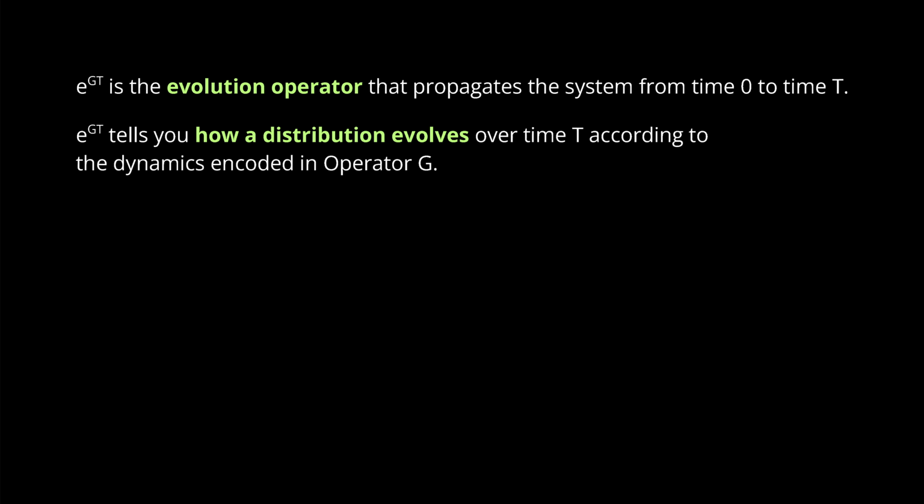And this evolution operator now tells the system how a distribution evolves over time according to the dynamics that is included here in our local operator, in our, if you want, global operator G.